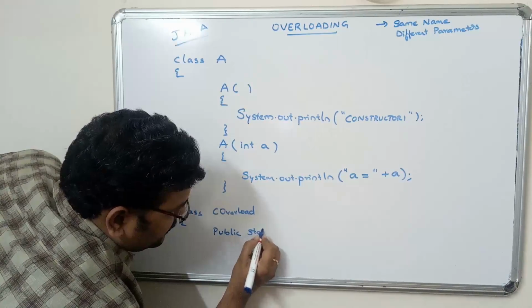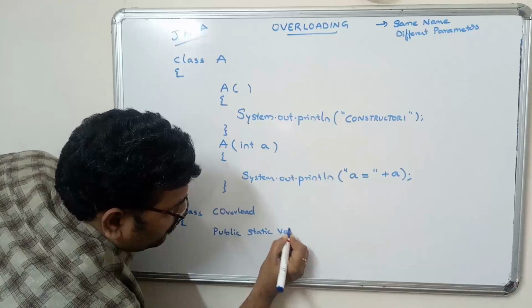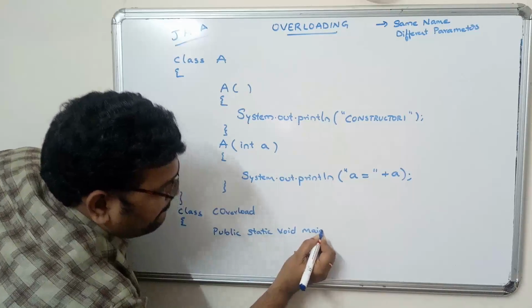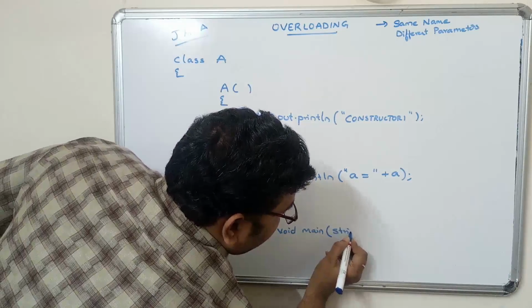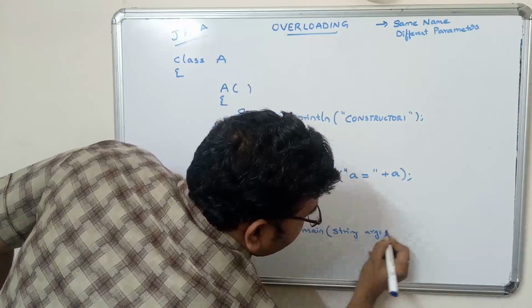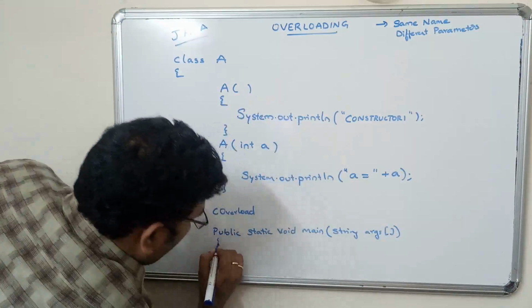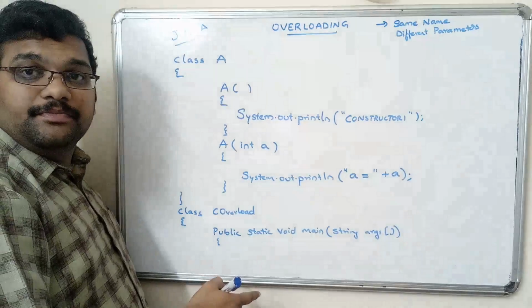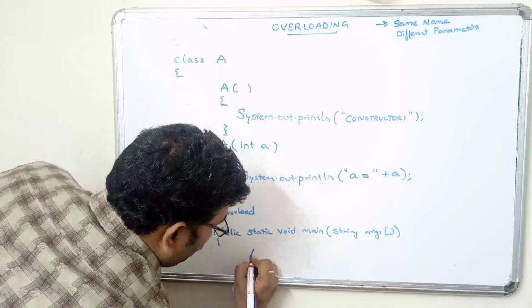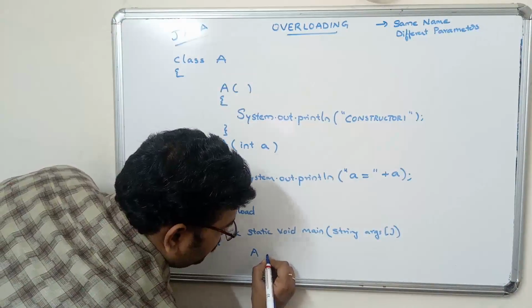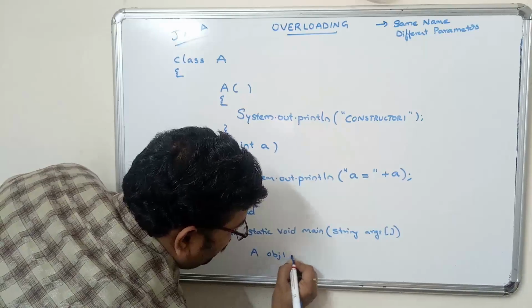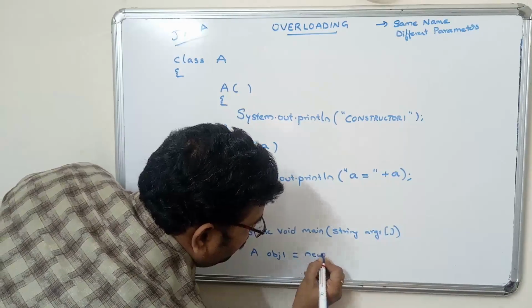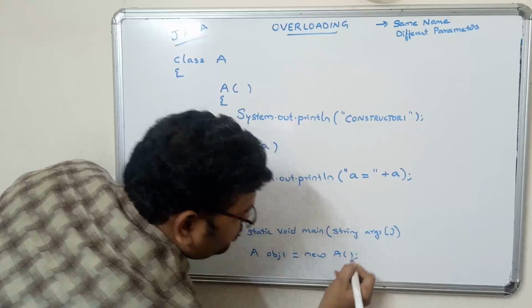public static void main arguments. I have to create an object, right? So creation of an object means class name, the object obj1 is equal to new keyword and the constructor.